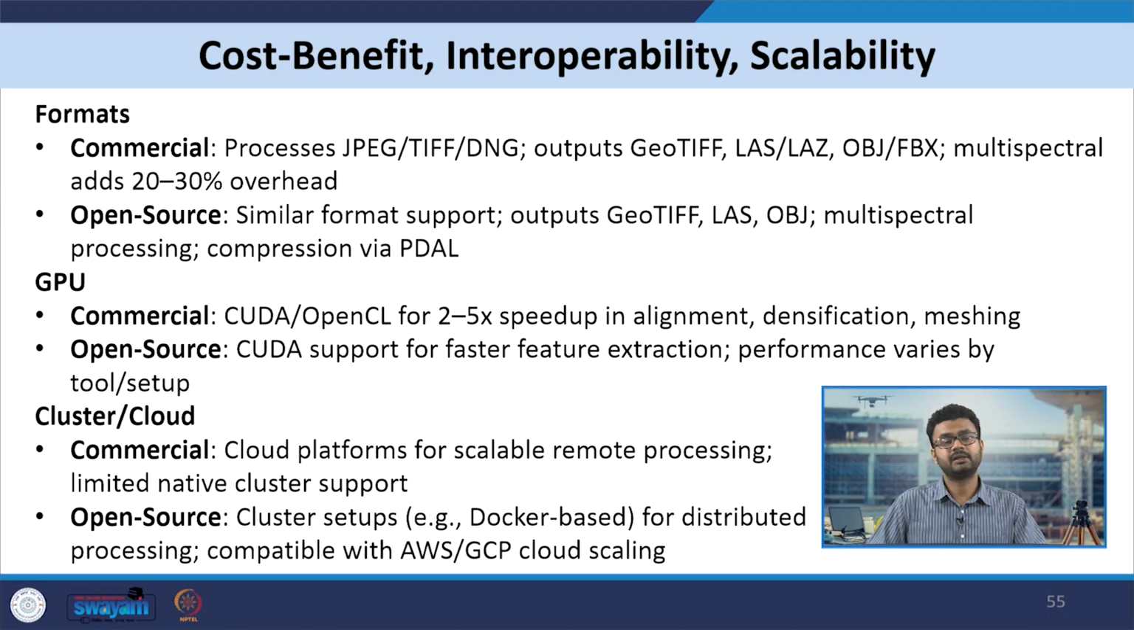In terms of supporting cluster and cloud, commercial softwares support cloud platforms for scalable remote processing. For example, you can upload your data into the cloud, and even if you don't have your own GPU or your own very powerful desktop setup in the field, you can still get the results in near real time using the commercial software. On the open source software, even though there is no such support of the cloud, we can still set up a cluster, or we can still set them up on a server for distributed processing. So they are also compatible with AWS and GCP cloud scaling.